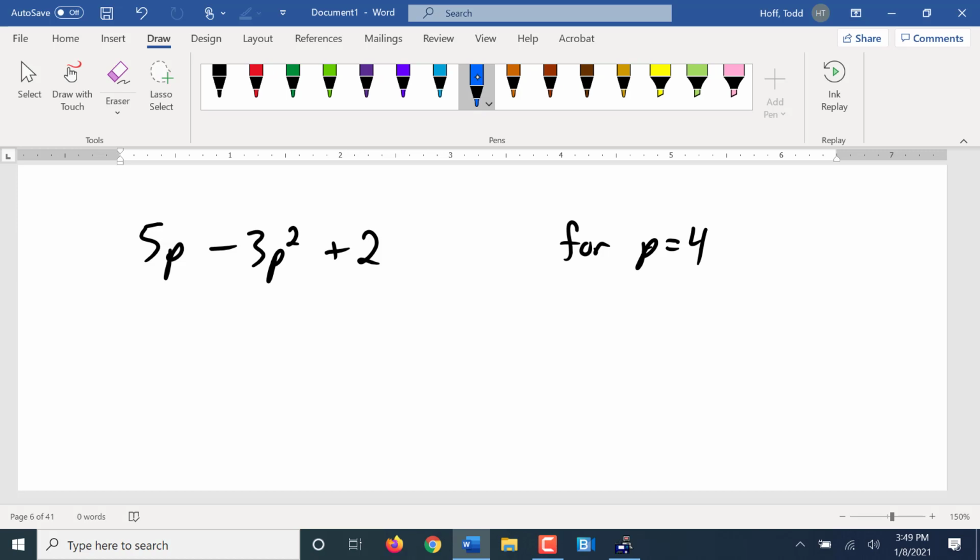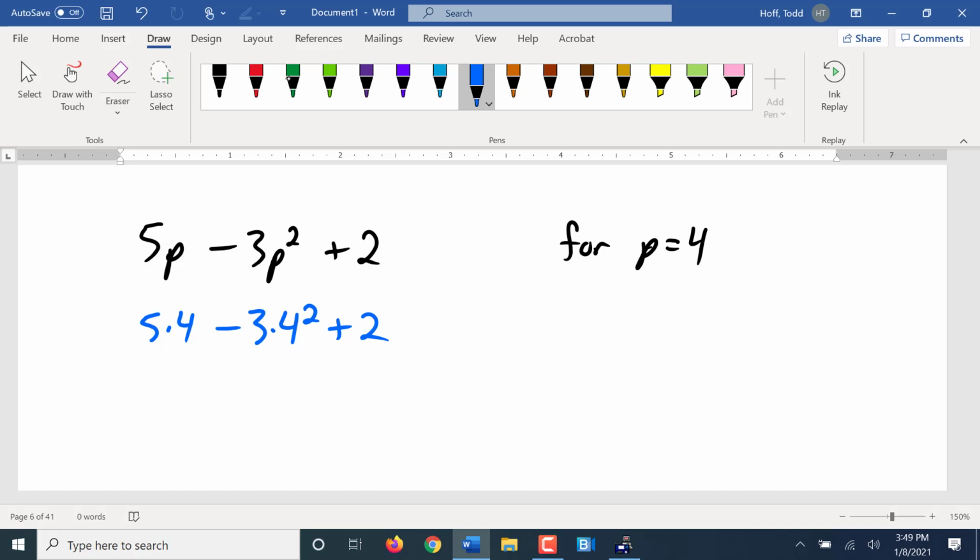So let's take a look at this one. We substitute, and there's only one variable, it just appears more than once. So once you put that in, what does this become? What does it look like? Well, 5 times 4 minus 3 times 4 squared, and then just the plus 2.